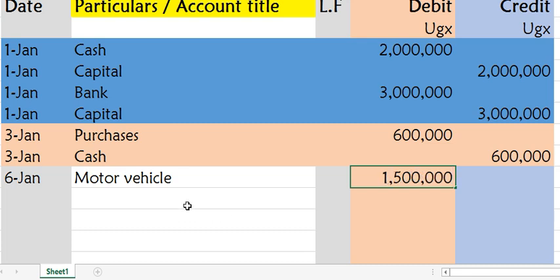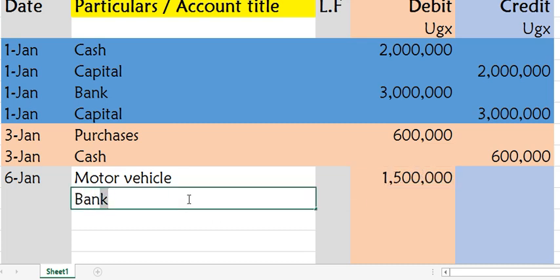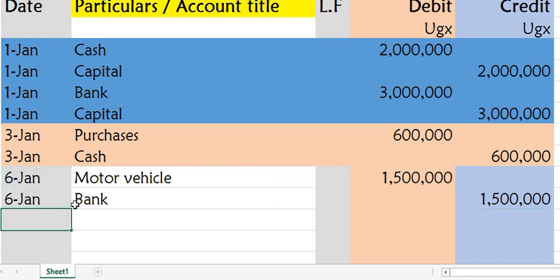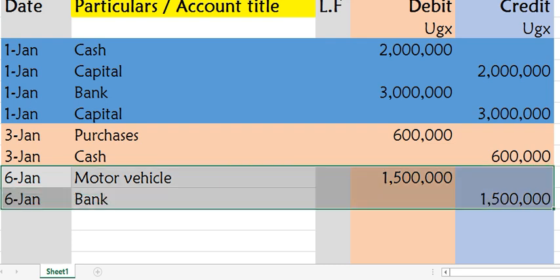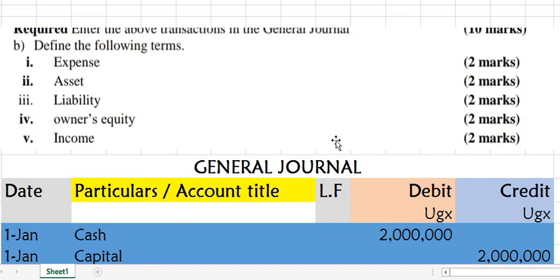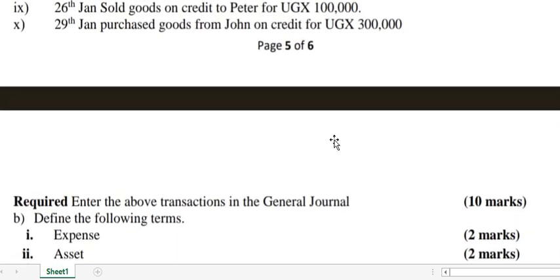But an asset is reducing, which is bank, because we are using our money in the bank account to buy this motor vehicle. So bank should be credited in this case. That is the transaction on 6th. So you see, each and every transaction will always affect at least two accounts.